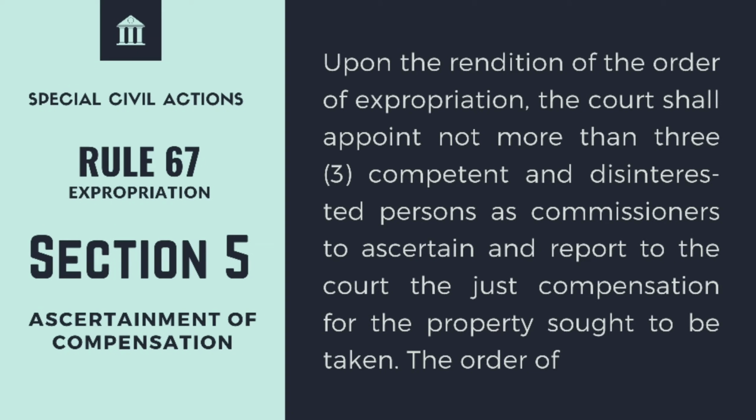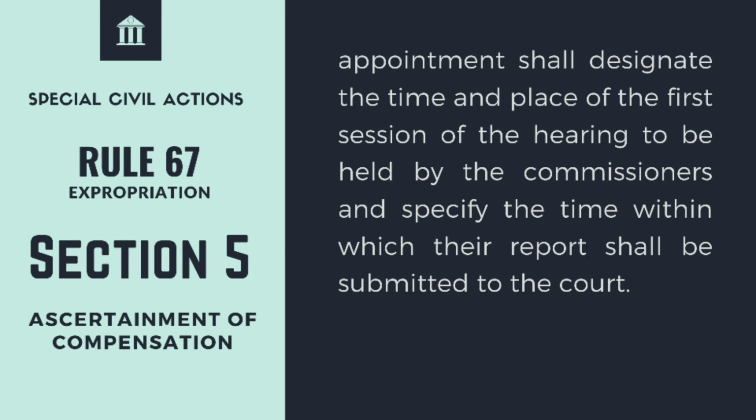Section 5. Ascertainment of compensation. Upon the rendition of the order of expropriation, the court shall appoint not more than 3 competent and disinterested persons as commissioners, to ascertain and report to the court the just compensation for the property sought to be taken. The order of appointment shall designate the time and place of the first session of the hearing to be held by the commissioners, and specify the time within which their report shall be submitted to the court.